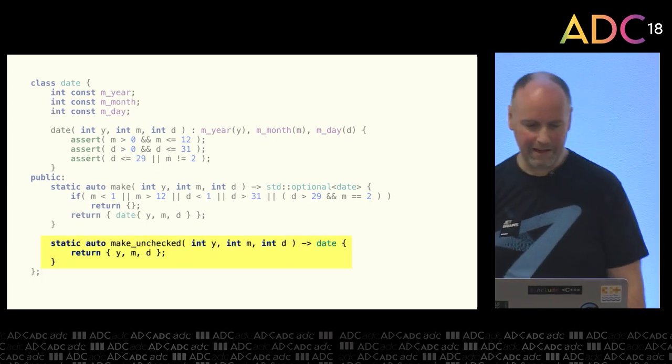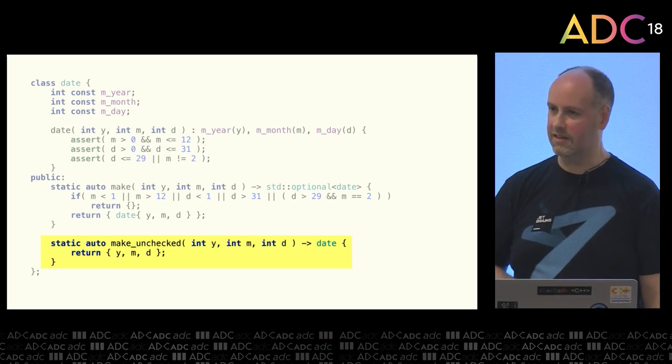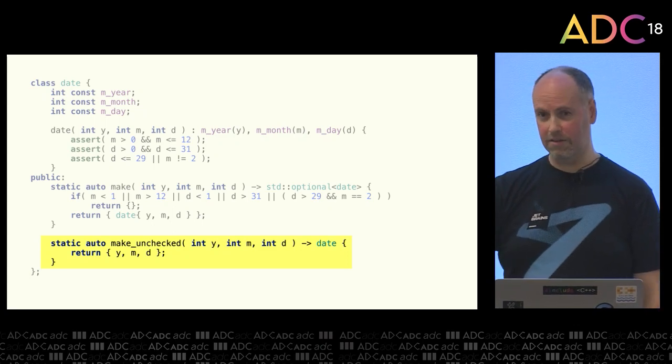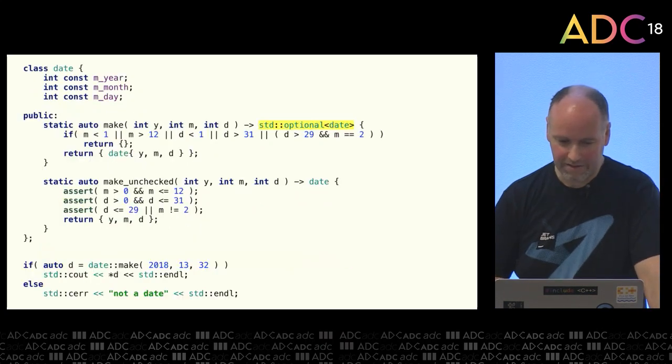Just for sake of completeness, if you are doing this, you might also want to provide access to the unchecked version as well. And I like to spell it out so that it's really obvious in the code that this is the one that's going to terminate if it goes wrong. So that's just how I tend to do it.